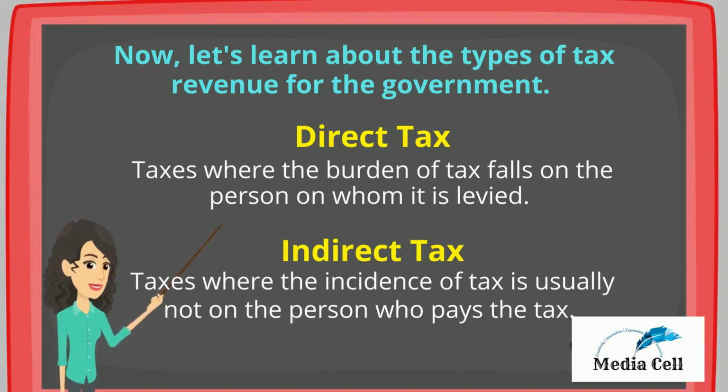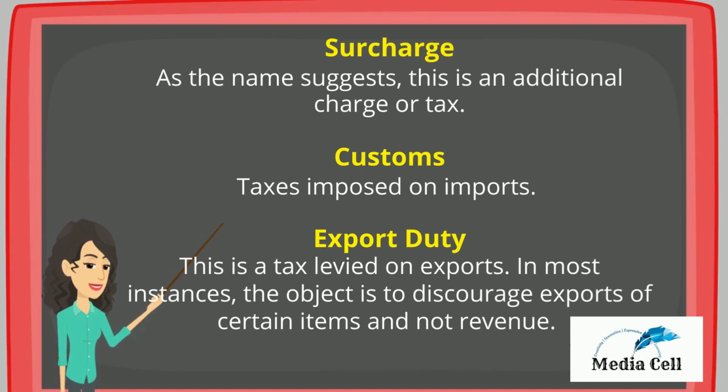Direct tax. Taxes where the burden of tax falls on the person on whom it is levied. These are largely taxes on income or wealth. Indirect tax. Taxes where the incidence of tax is usually not on the person who pays the tax.